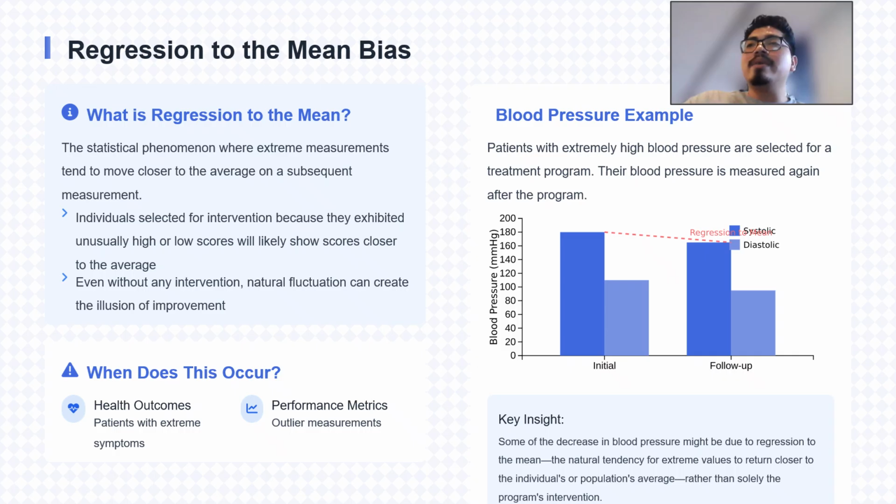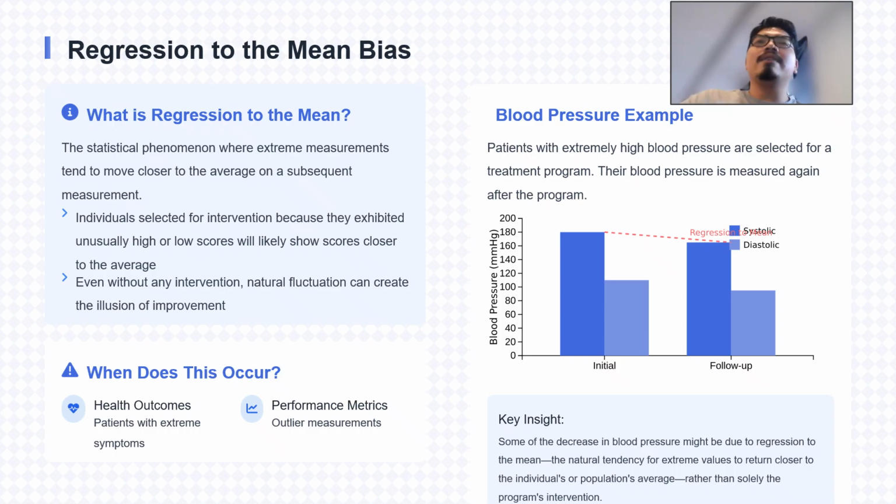This can trick evaluators into thinking that their program caused a change when it was naturally going to be corrected either way. So the key is to collect data over many points in time, not just before and after, to see if the trend really changed because of the program.